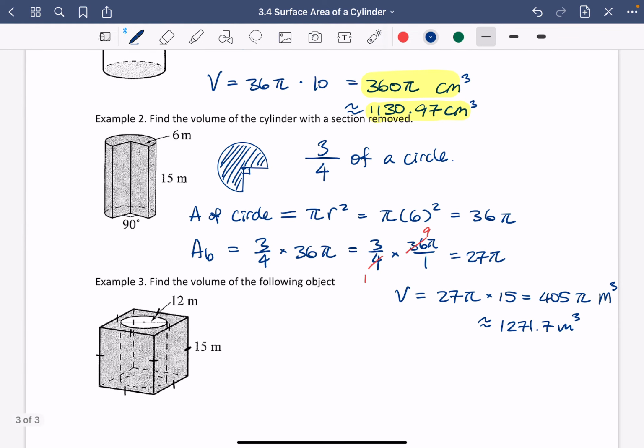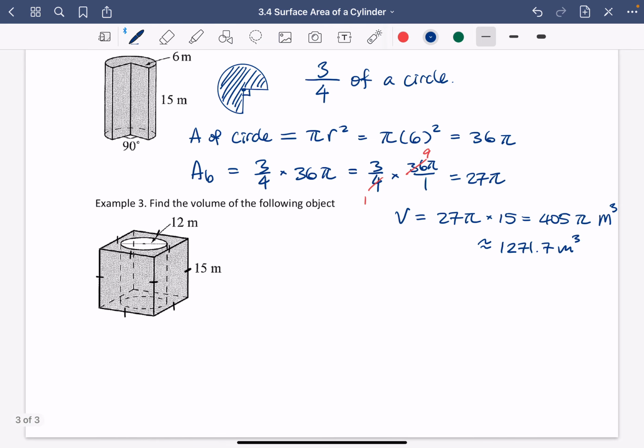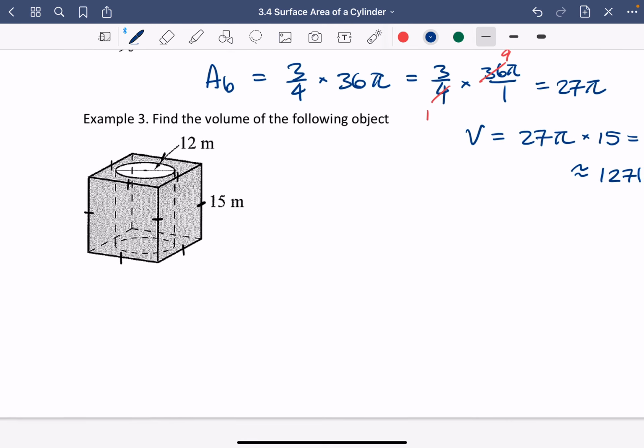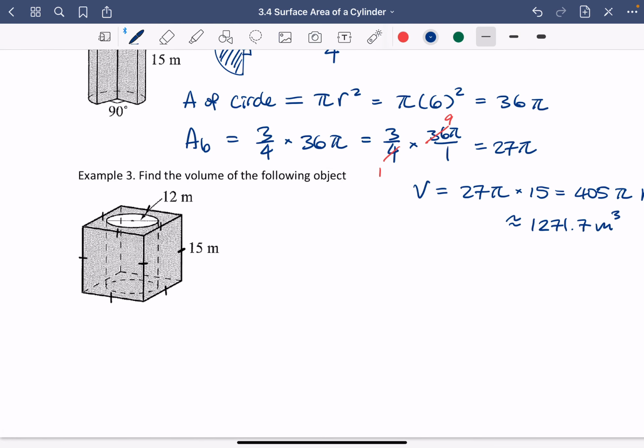Okay. Now moving on to our last example. Find the volume of this object here. This object is a cube with a cylinder inside. How do I know it's a cube? Well, you can see from these lines. These lines mean that all of the side lengths are the same. So if this side length is equal to 15, then all of these are all 15 meters.